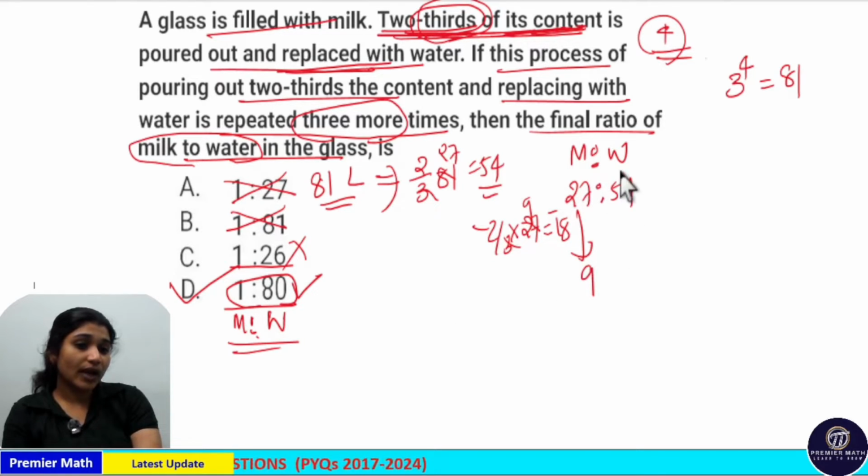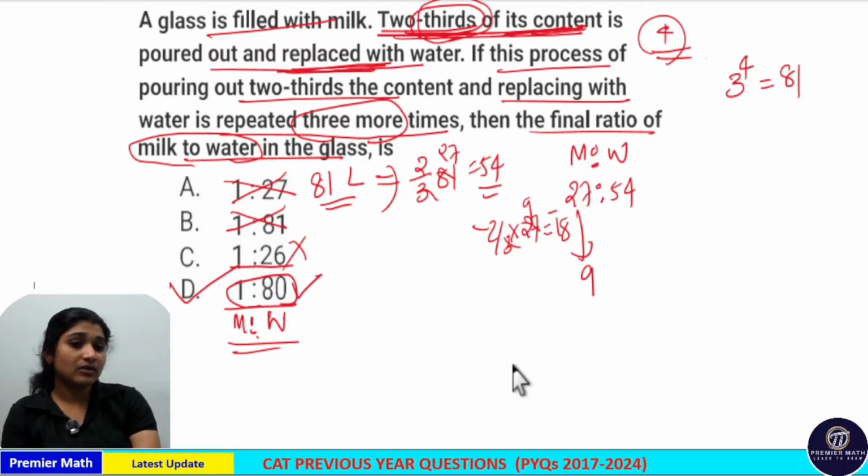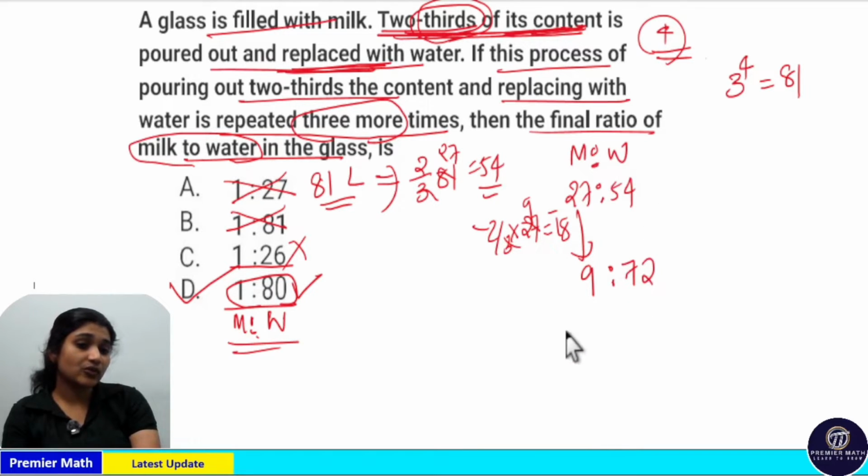Here I'm not going to calculate the water part because initially 81 liter was the solution. And after the first replacement, final quantity of solution should be 81 liter because this is replacement. Same way, after the second replacement, final quantity should be 81 liter. So 9 plus 72 is 81 liter means water part should be 72 liter.